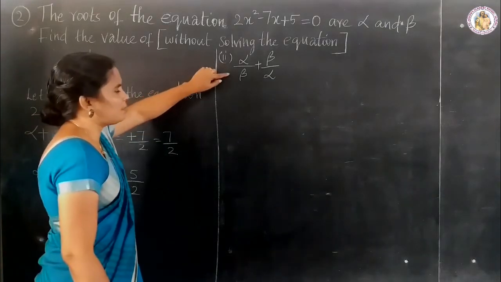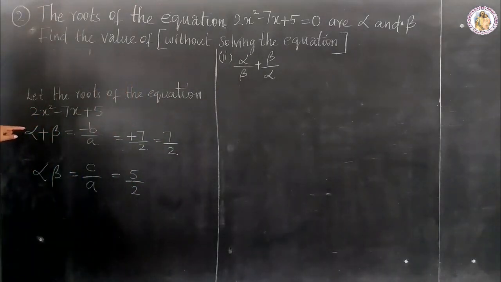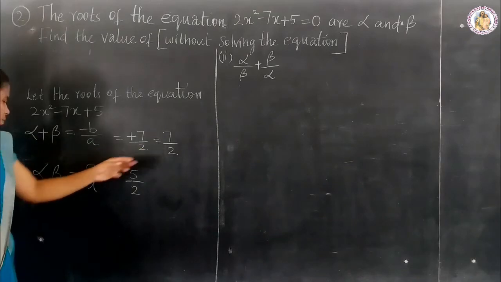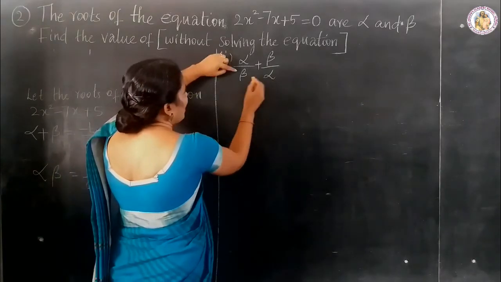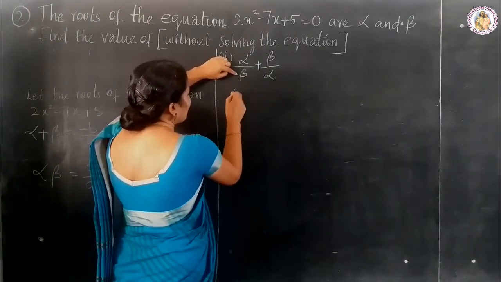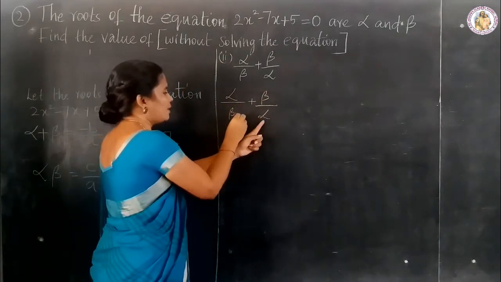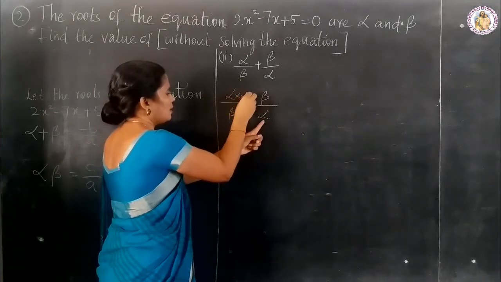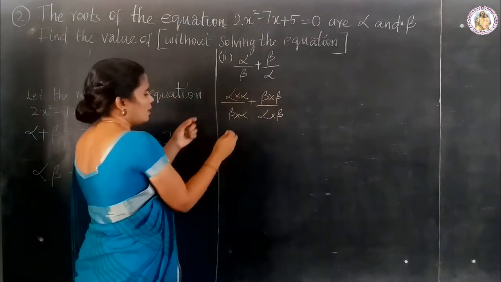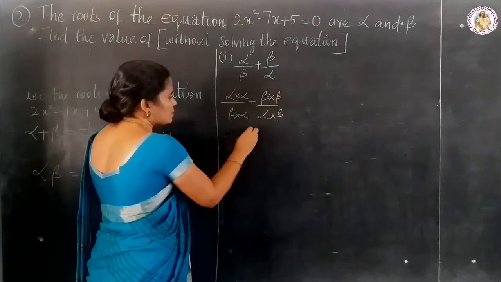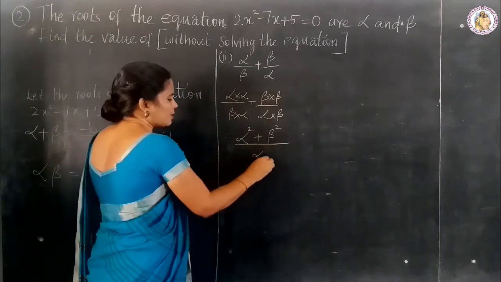Subquestion 2, alpha divided by beta plus beta divided by alpha. As we have found already the roots of the equation, alpha plus beta is equal to 7 by 2 and alpha into beta is 5 by 2. Now here we have beta and alpha, so multiply with alpha to the numerator as well as denominator, and here again with beta. Now alpha into alpha square plus beta into beta square divided by alpha beta.